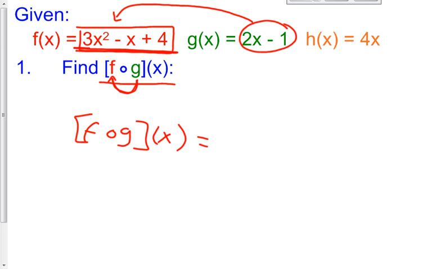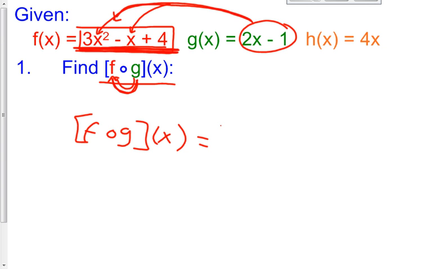3x squared minus x minus 4. However, we're going to put g into that. So every time we see an x, we're going to put in 2x minus 1, because that's what g of x equals. So once again, we're reading this right to left. The g of x, we're putting it into the f of x.